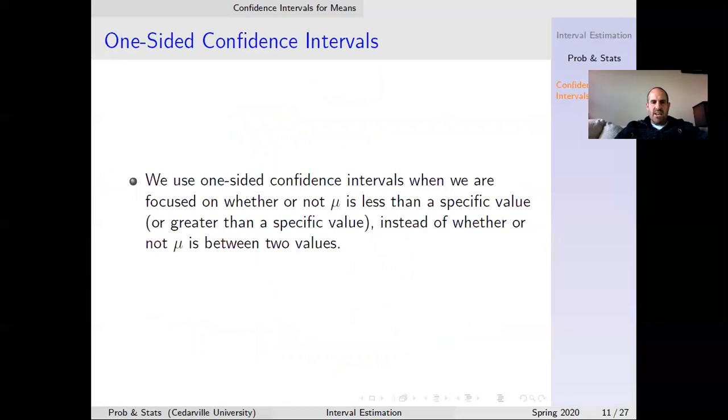Let's talk about one-sided confidence intervals. One-sided confidence intervals are when we are focusing on whether or not mu is just less than some specific value. We don't really care about it being smaller than any particular thing. It's just less than something, but it could be arbitrarily small to the left of that. Or on the other end, it could be greater than some specific value, okay?